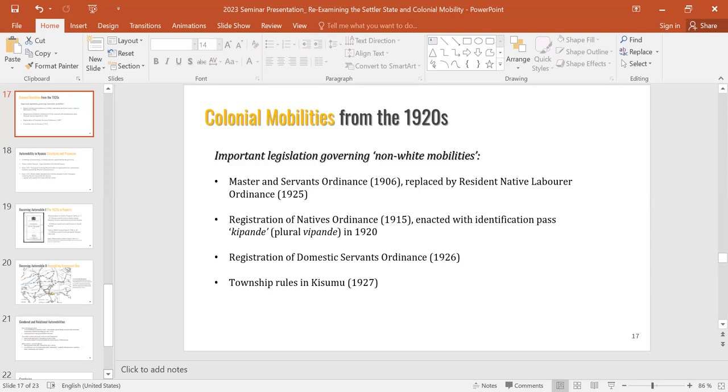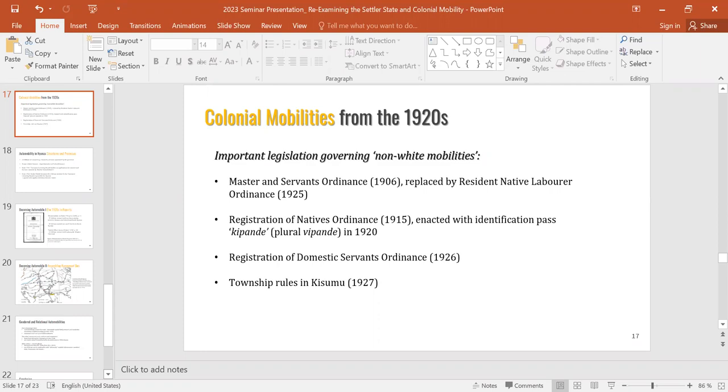During World War I, the penalties for desertion were further increased, and the police were now allowed to make arrests without warrants. When the Supreme Court nullified the Master and Servants Ordinance in 1923, it was quickly replaced by another ordinance at the behest of the settler community, which echoed the previous provisions.